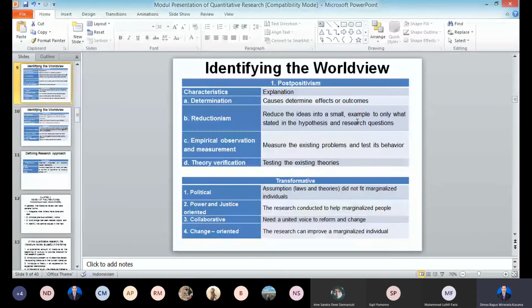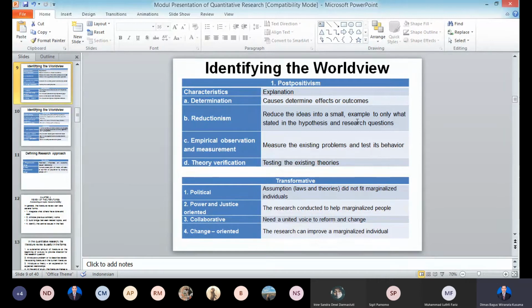So somehow the people that conduct this kind of perspective or worldview have the assumption that the existing laws and existing theories did not fit marginalized individuals. So the existing theories and concepts cannot answer the problems faced by society at large. So you have the spirit of transformation. You no longer use the laws and theories, but you focus more on these marginalized individuals.